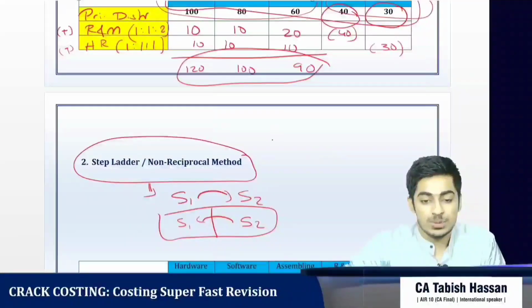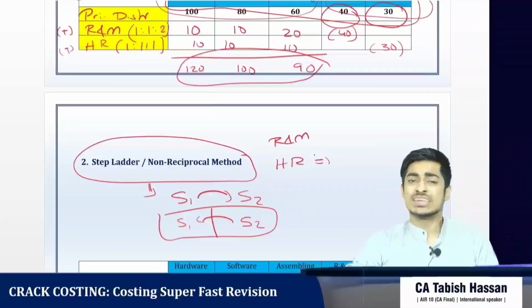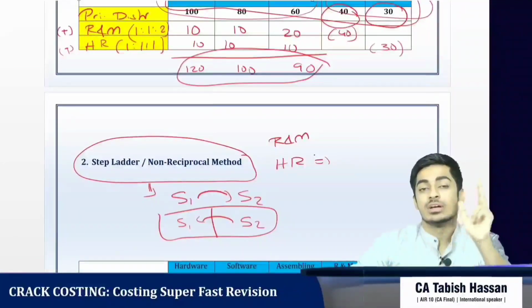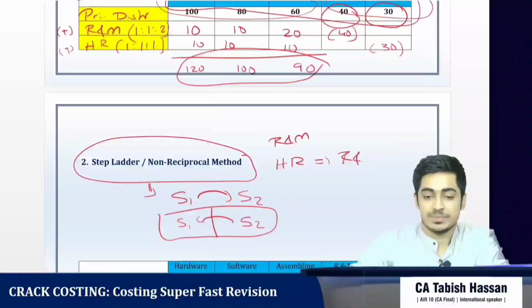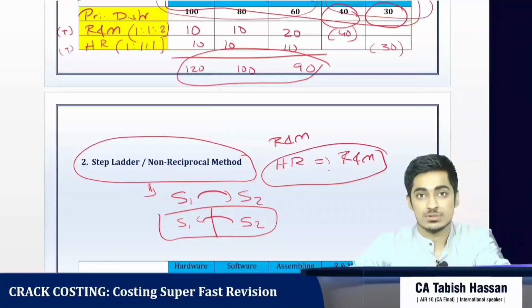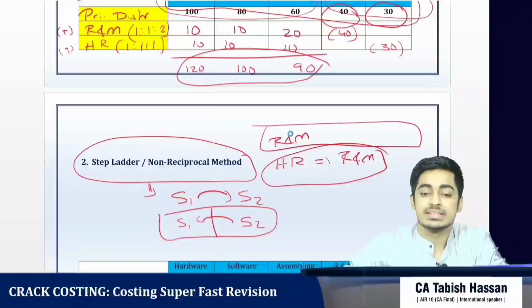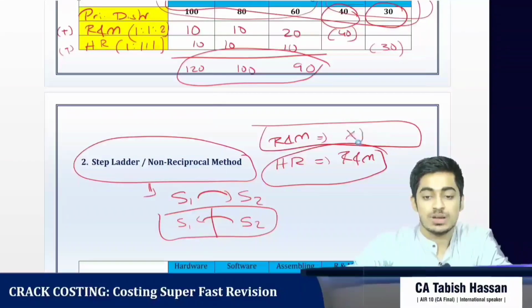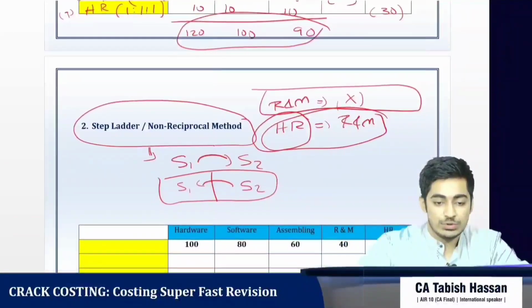Say we have 2 departments, repairs and maintenance and HR. HR says, I give service to the hardware department, the software department and the assembly department. I also give service to the repairs and maintenance department. So if you want to recruit employees for repairs and maintenance, I do that service also. I do the selection, training and everything. But repairs and maintenance does the repairs and maintenance of only hardware, software and assembly. So it does not provide service to the HR department. So what do we do now?